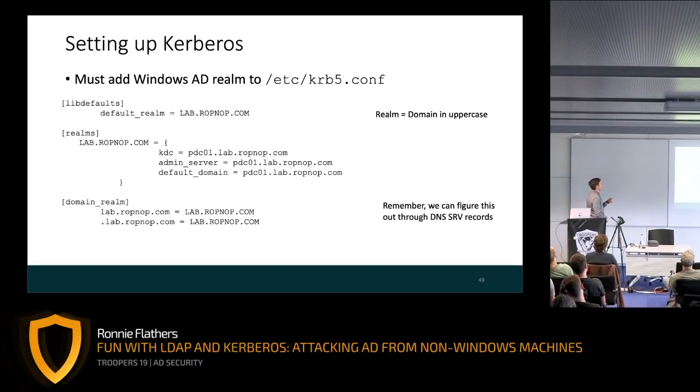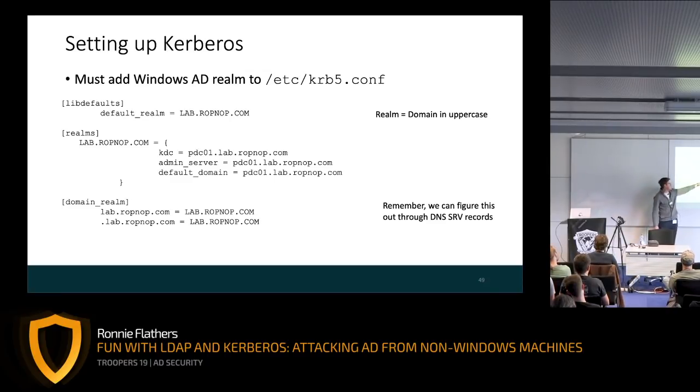This is what it looks like on Linux. To set up a really simple Active Directory domain as a Kerberos realm, we have to modify /etc/krb5.conf. And we have to define the Kerberos realm. In the Windows world, it's pretty much always the fully qualified domain name, just uppercased. And then we have to point it to where the KDC and the admin server are, and then where the default domain is. This is the minimum you need.